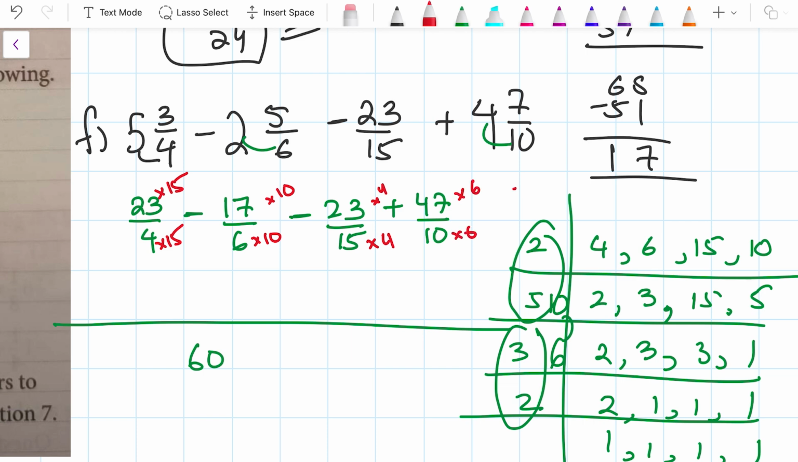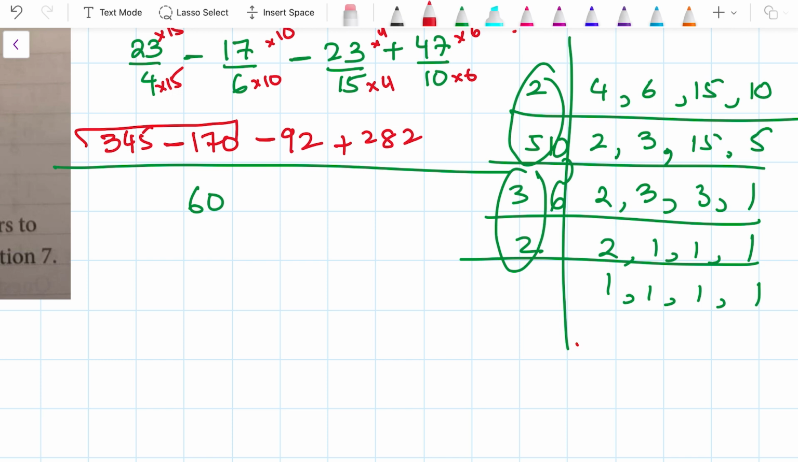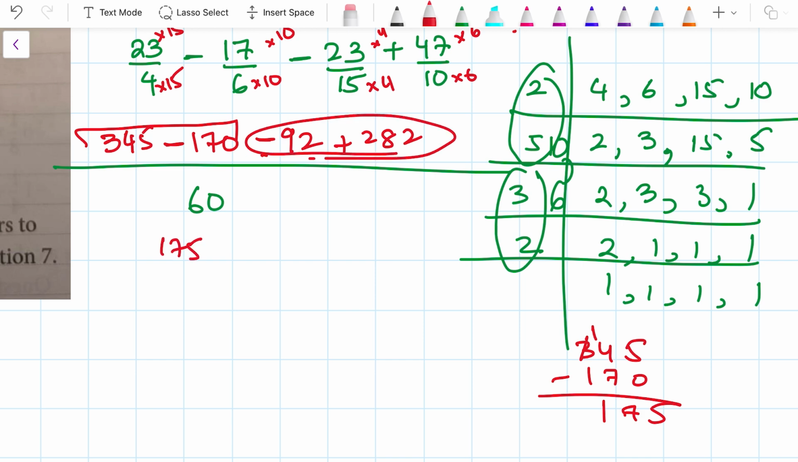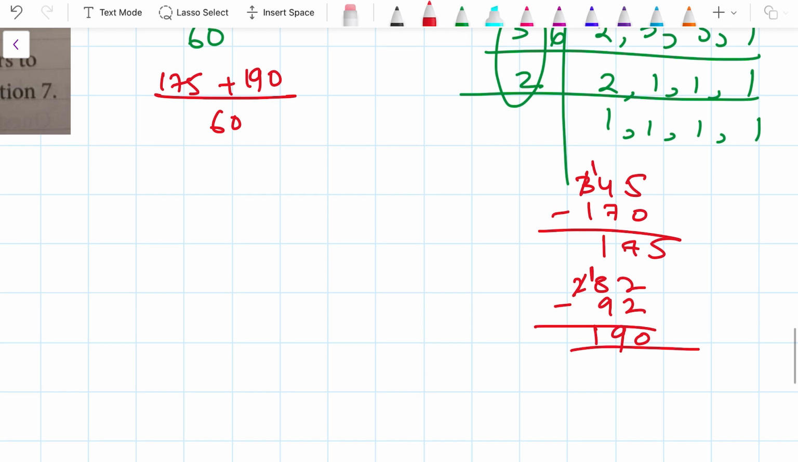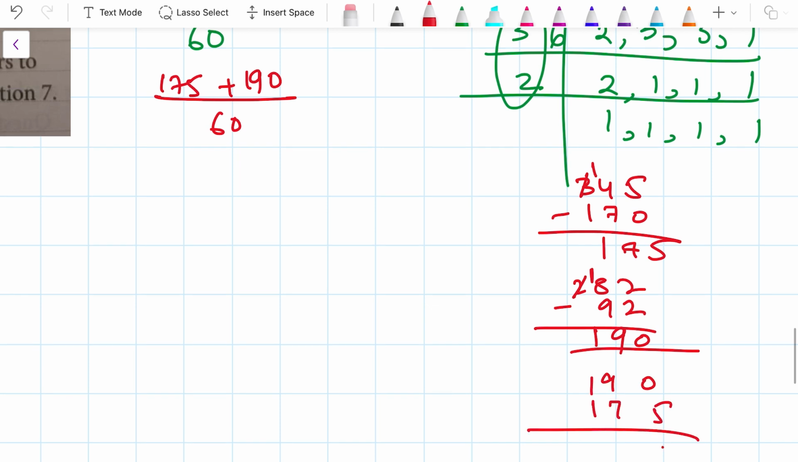Now what is 23 times 15? I'm doing it without calculator, just mentally. 345 minus 170. 23 times 4 is 92. 47 times 6 is 282. Now 345 minus 170 is 175. 282 minus 92 is 190. Add both of them, 190 plus 175.